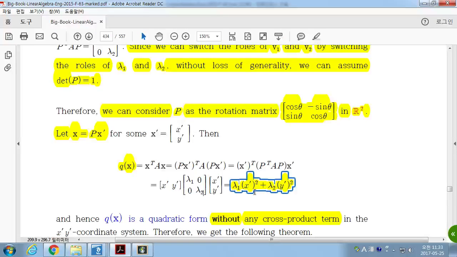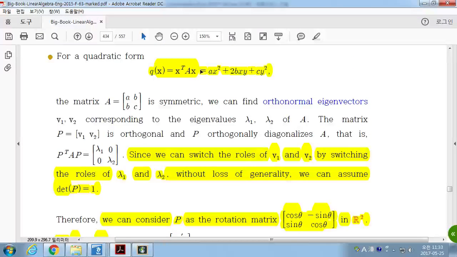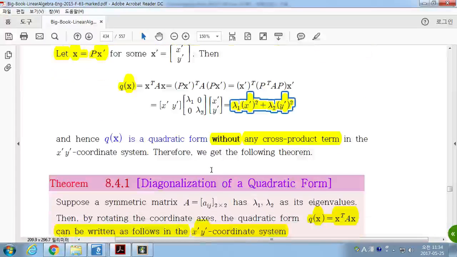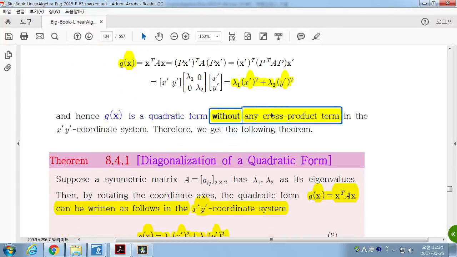So Q of X can be written with diagonal entries, which are the eigenvalues of the matrix A that comes from this quadratic form. So this Q of X is exactly the same as this in the new axes X prime. Okay? So this quadratic form Q of X has no cross product terms at all. Much simpler.